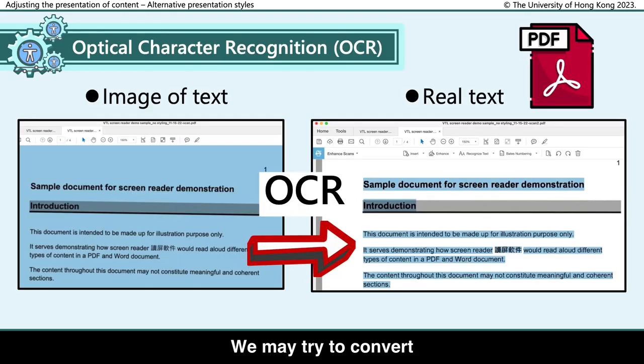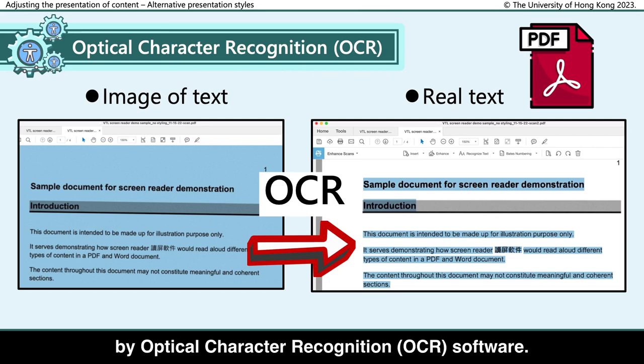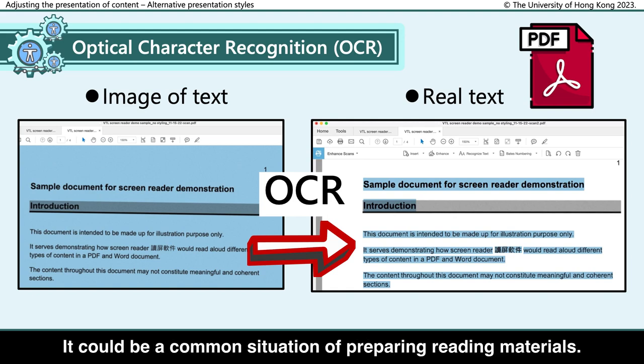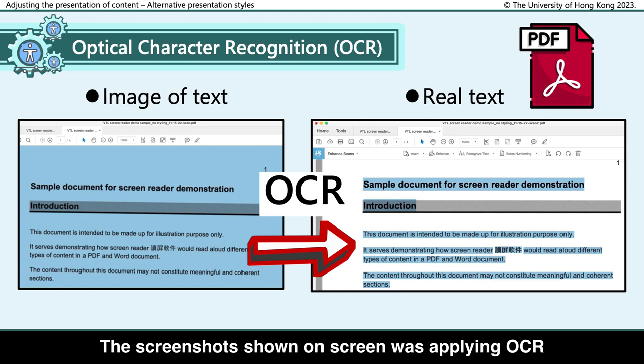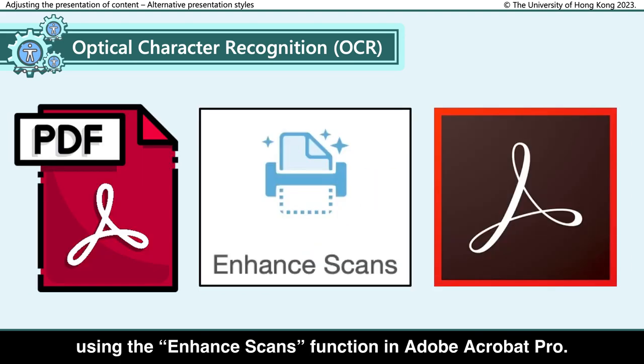We may try to convert an image of text content into editable text by optical character recognition, OCR, software. It could be a common situation when preparing reading materials. The screenshot shown on screen was applying OCR using the enhanced scans function in Adobe Acrobat Pro.